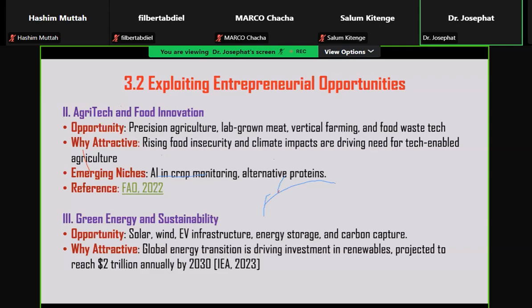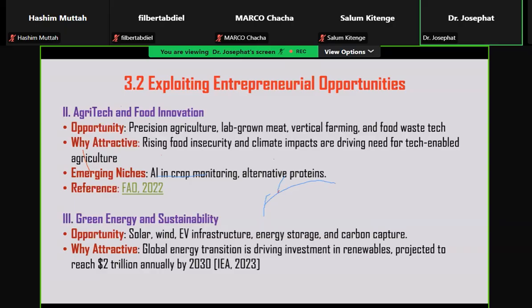Lakini pia tunaangalia kwenye food waste tech, kwamba how do we manage the waste of our food. So tukiangalia kwamba sisi tuna a lot of loss kwenye post harvest, baada ya mavuno kuna vyakula vingi tunavyovipoteza pale. So lazima tuangalie the ways on how can we manage this situation of post harvest loss. So why are these attractive? Tunasema kwamba rising food insecurity and climate impact are driving needs for tech enabled agriculture. Kumekuwa na issue kubwa sana ya uhaba wa chakula huko tunakokwenda katika miaka hivi karibuni. And the emerging niche tunasema ni AI crop monitoring as well as alternative proteins. And this is a reference from FAO mwaka 2022.